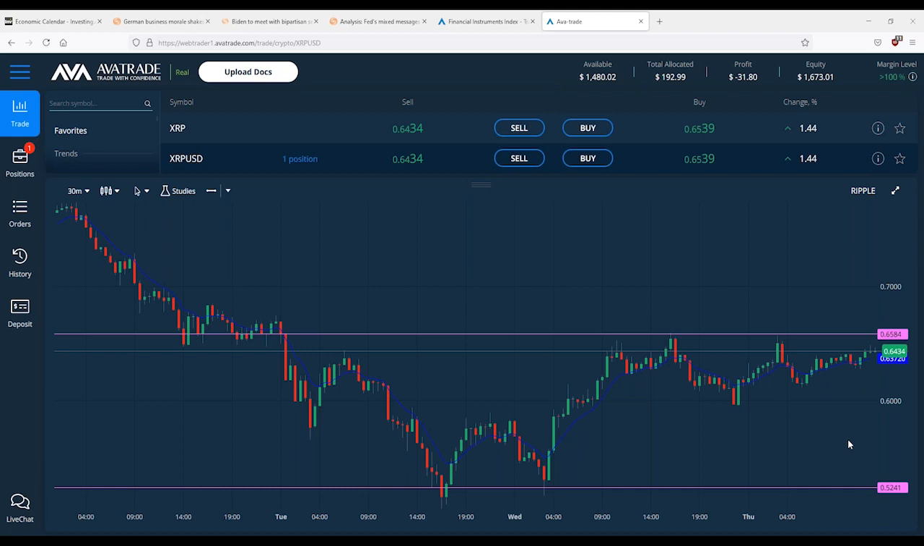Paul, you can set up alerts through the AvaTrade Go mobile app. It has an alert system. Okay, you can set up price alerts through the AvaTrade Go mobile app.